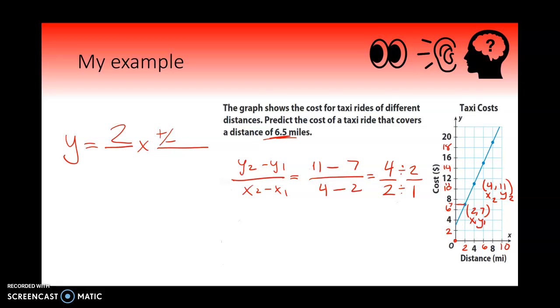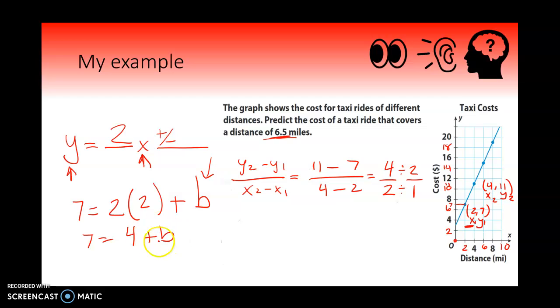So I'm going to take the start of our equation, and I'm going to pick a point. Let's pick one of the points we already have. We have 2, 7. So x is 2 and y is 7. So instead of y here, I'm going to put 7 equals 2 times, and my x is 2. So 2 times 2 plus b, because this is what we need to figure out. This is our y-intercept. So now we're just going to solve and get b all by itself. 2 times 2 is 4.